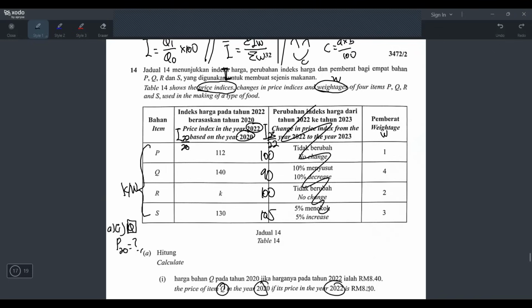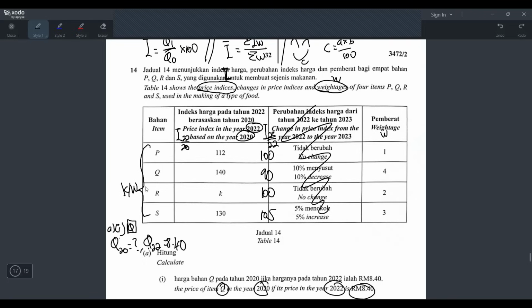If the price in year 2022 is 8.40, so price 2022 is 8.40. I use P to represent price, but I know some students might use other symbols, right? Another symbol they like to use is the Q symbol. That's also fine, up to you. You can write Q2020, Q2022 also. Actually, I will write Q, because my formula above uses Q. So let's use Q. Q2020 we want to find, and Q2022 is already given.